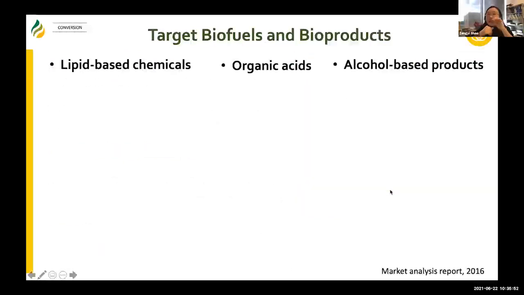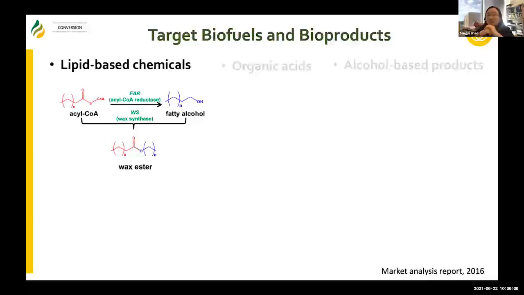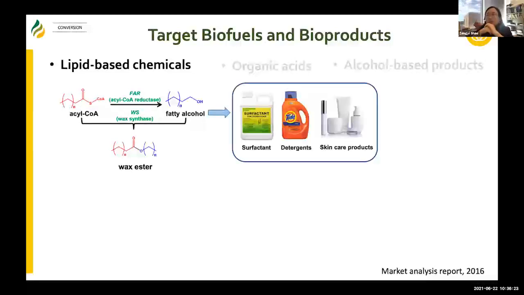We chose these three categories of compounds as targets. For the sake of time, I will focus on just a few examples for today's talk. The first group is lipid-based chemicals. They include fatty alcohols and wax esters. They are made from this simple metabolic intermediate, acyl-CoA, shown here, through one to two enzymatic reactions. The enzyme FAR converts acyl-CoA to fatty alcohol, which is mainly applied as a detergent and surfactant, as well as a skincare product additive because of its emollient and occlusive characteristics, altogether with around a $1 billion market currently.